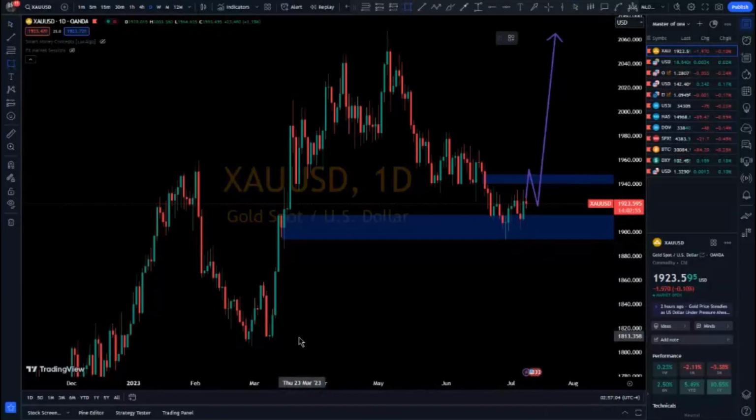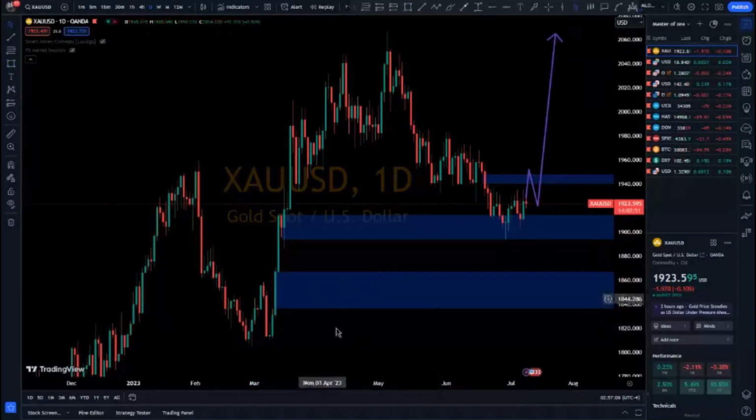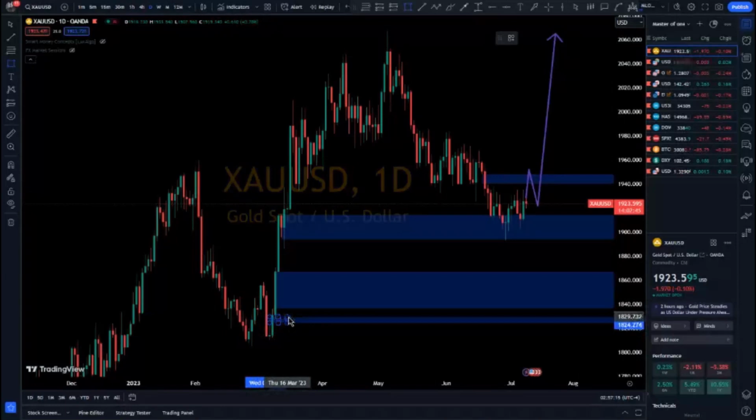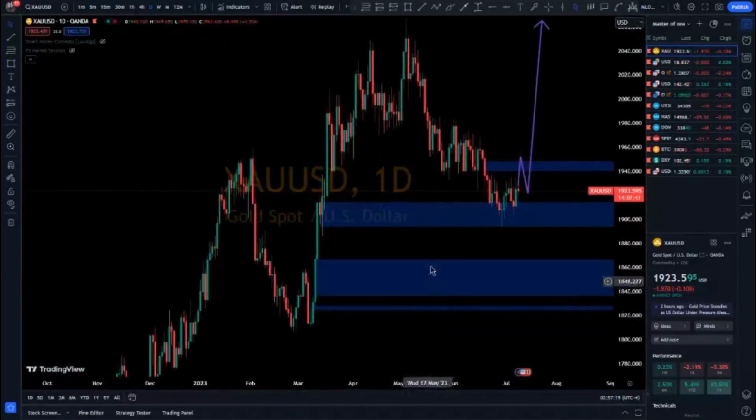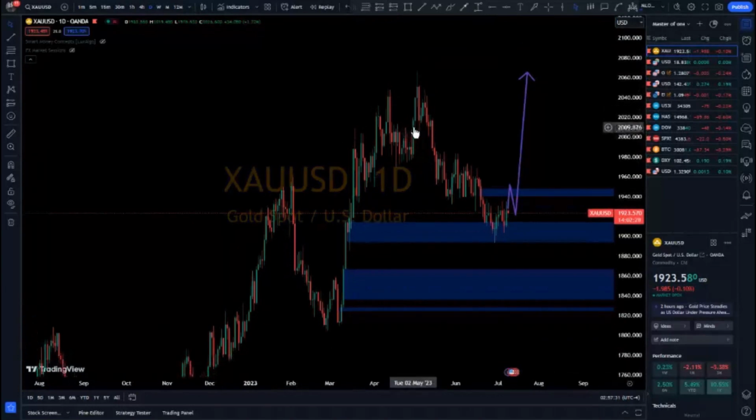Also, we're looking at this point, being aware of this fair value gap that the market left behind here, and also this little fair value gap on a smaller time frame. So we have these places that the market would want to reach and go up afterwards, because we have a very good breakout structure to the upside on the daily time frame.